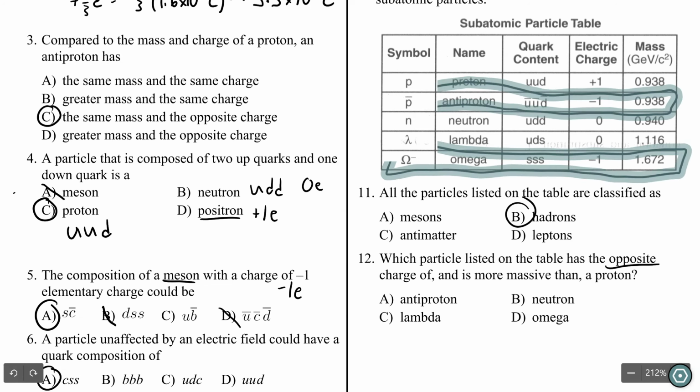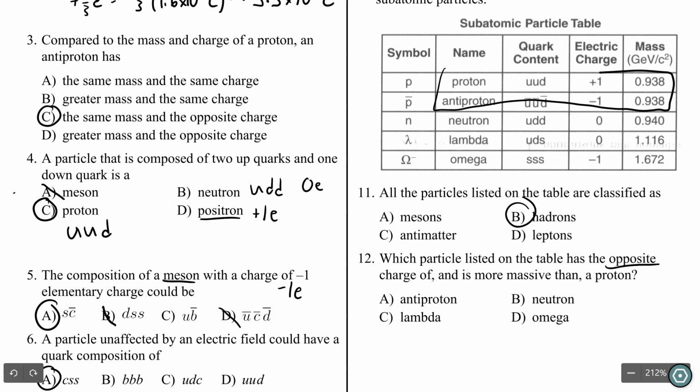Well, an antiproton is going to be the same exact mass, but just opposite charge. That's the nature of it being antimatter. It's the same mass, opposite charge. So here's the mass here, and for the omega, it has more mass. So we're looking at the omega particle as the answer to this question.